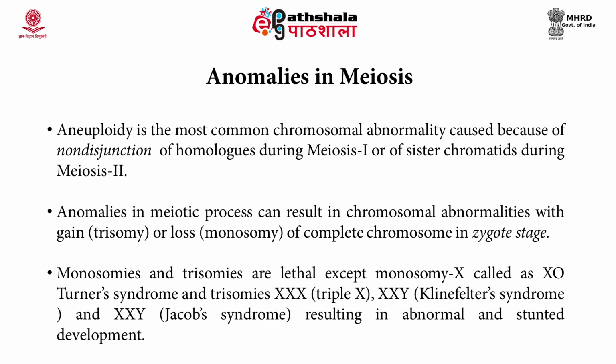Monosomies, which is the loss of a chromosome, and trisomies, which is a gain of a chromosome, are lethal except monosomy X, which is also called XO or Turner syndrome. Trisomies such as XXX trisomy, XXY Klinefelter syndrome, and XYY Jacob syndrome result in abnormal and stunted development in the individuals.